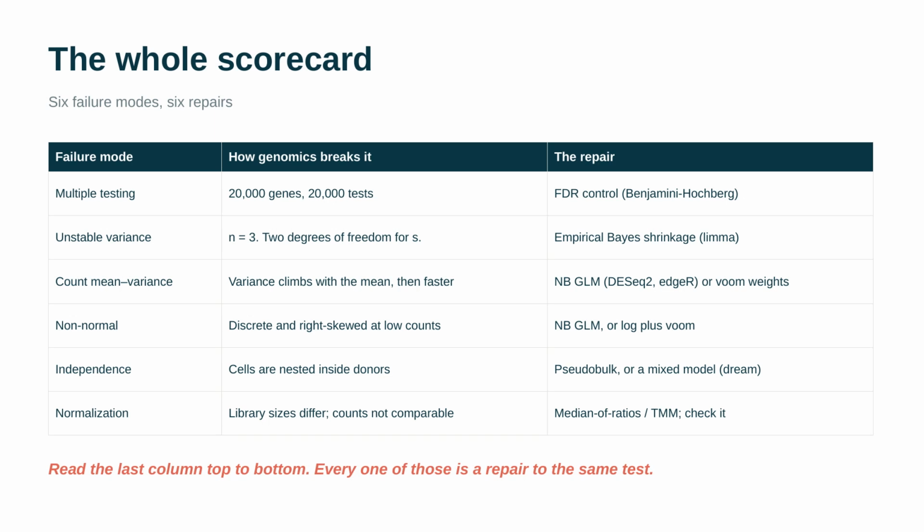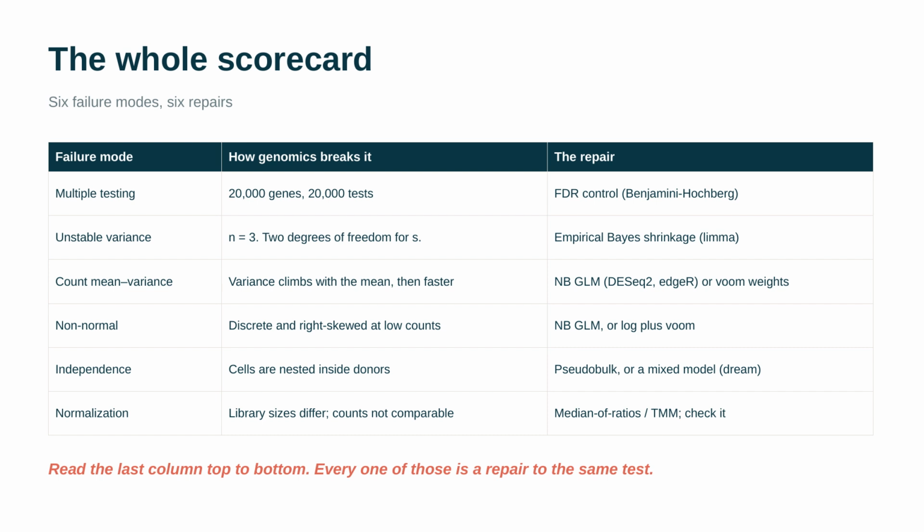Let's put the whole scorecard on one slide. 6 failure modes. 6 fixes. The count-mean variance link, broken by integer data, fixed by a negative binomial GLM or Voom weights. Non-normal residuals, broken by discreteness and skew, fixed the same way. The variance estimate, unstable at 3 replicates, fixed by empirical Bayes shrinkage.